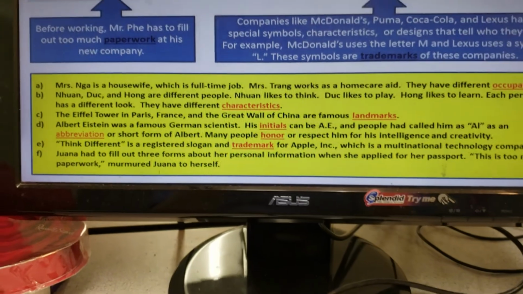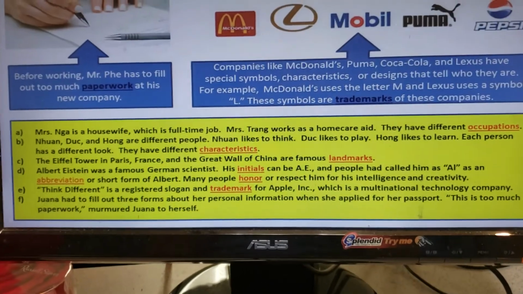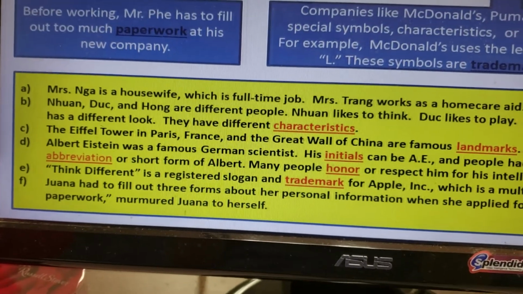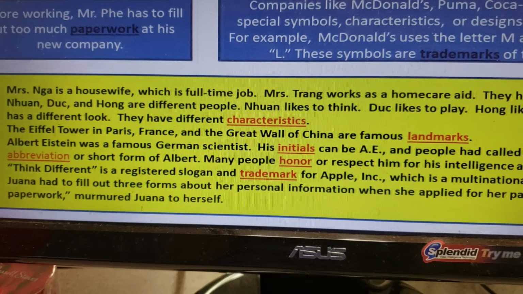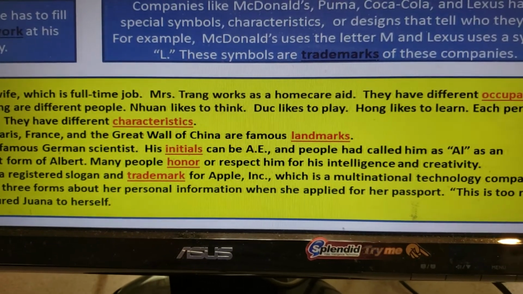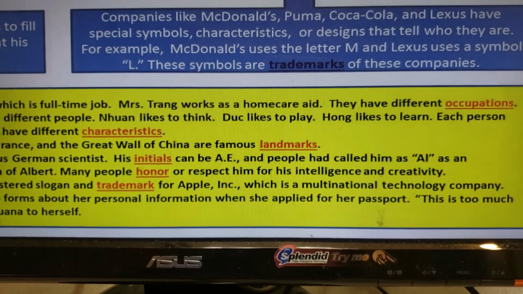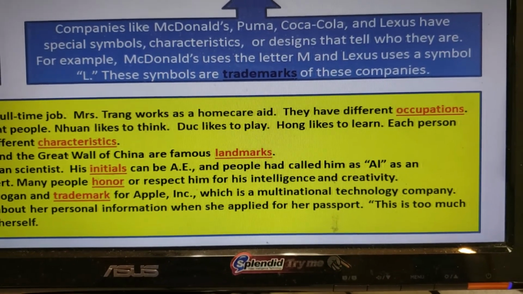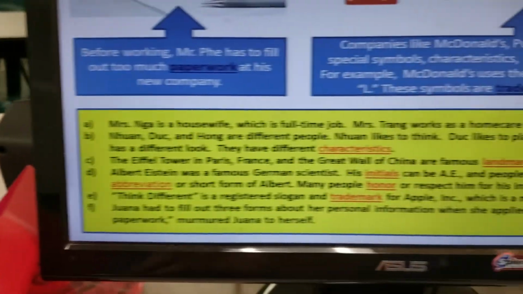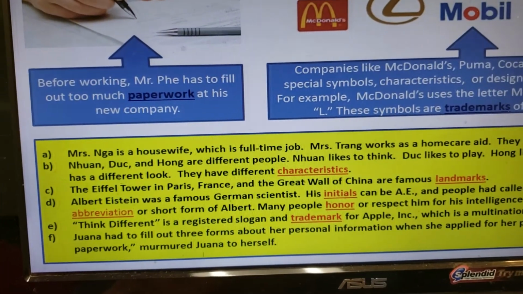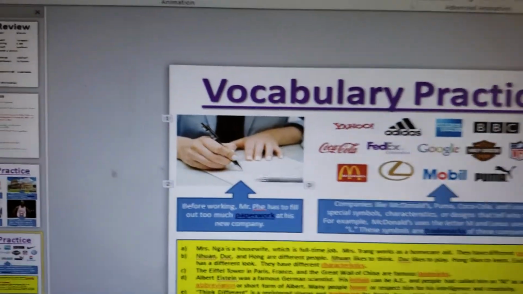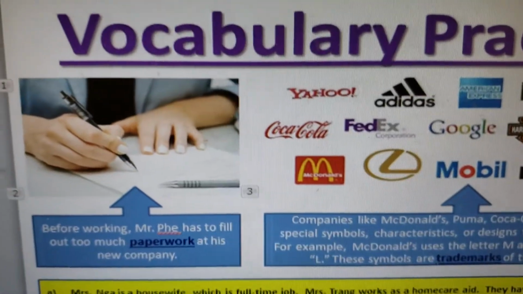So let's look at the sentence that I have formed and see if you can read through with me. Mrs. Nga is a housewife, which is a full-time job. Mrs. Chang works as a home care aide. They have different occupations. Occupation. So, see here?